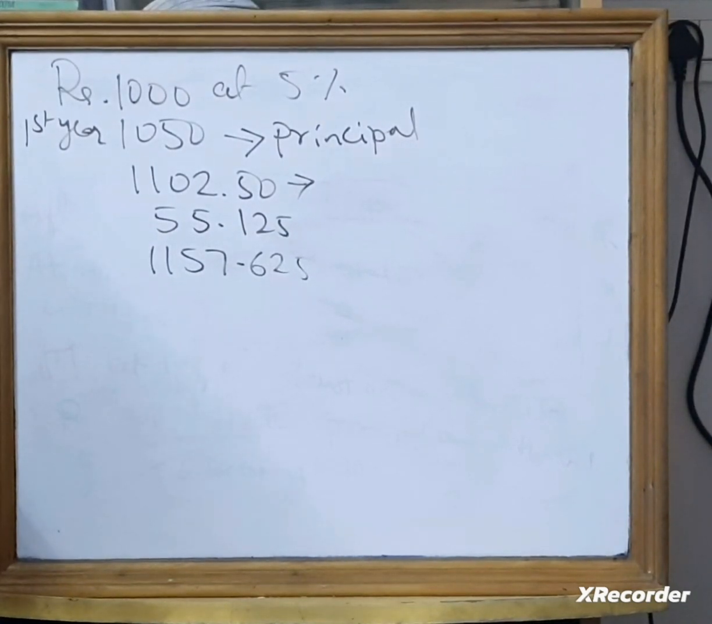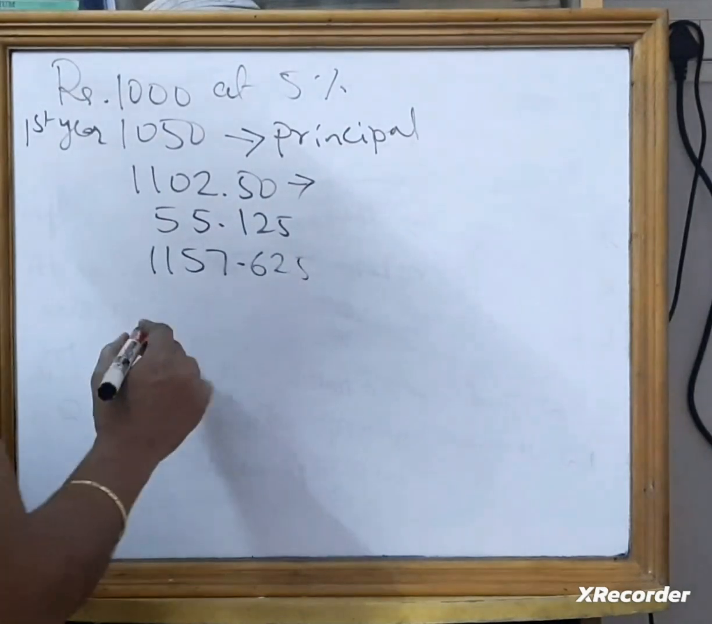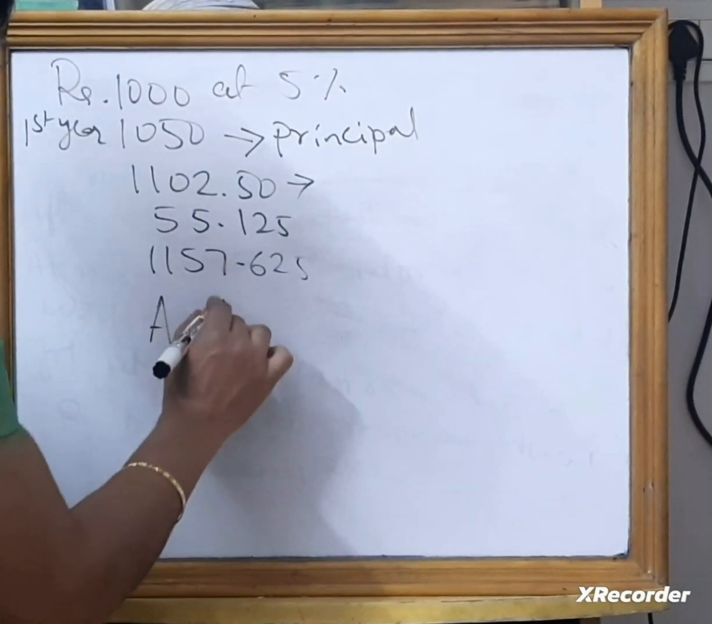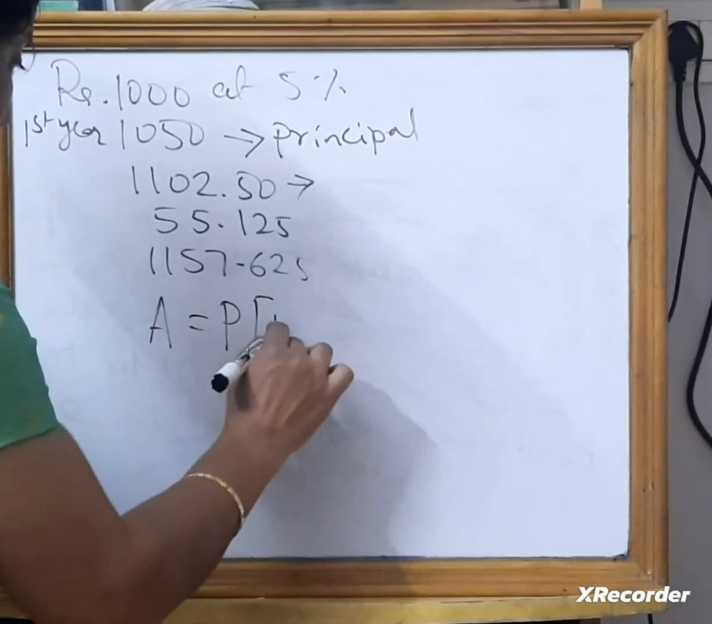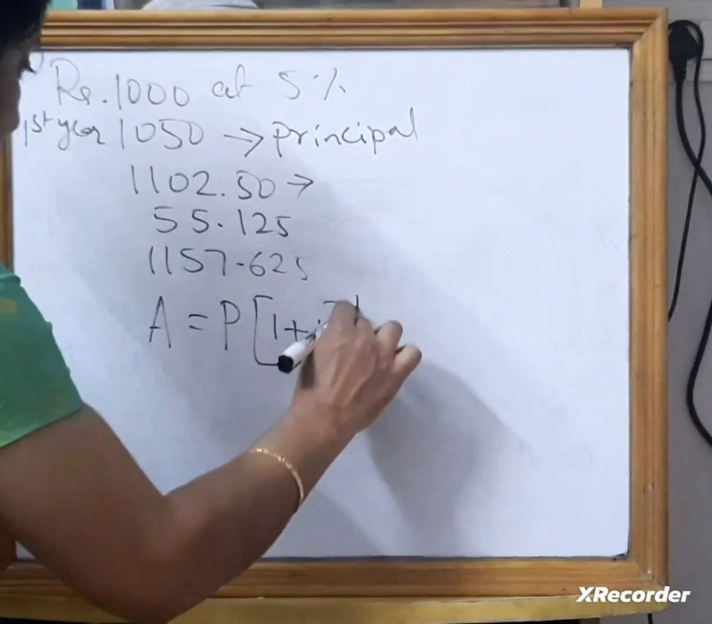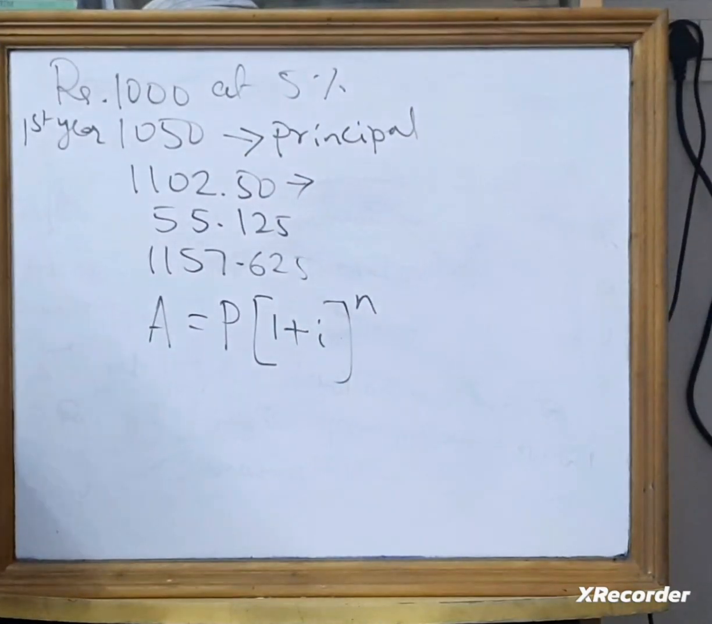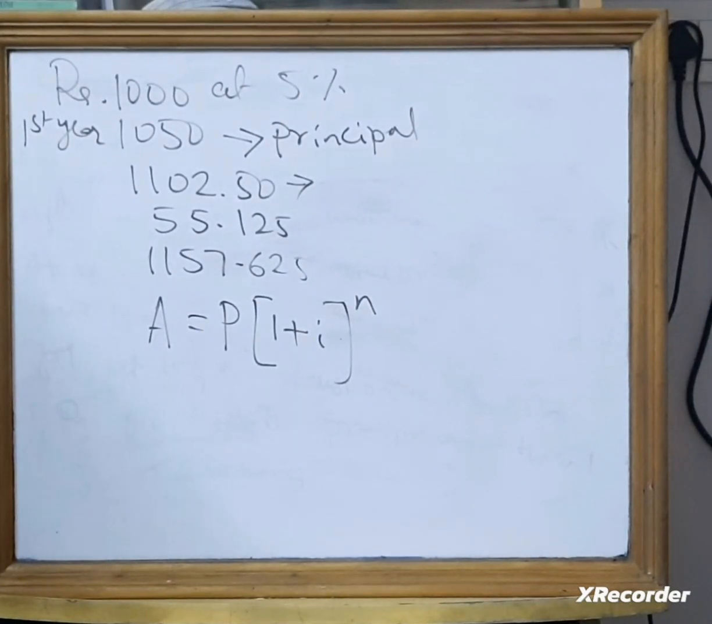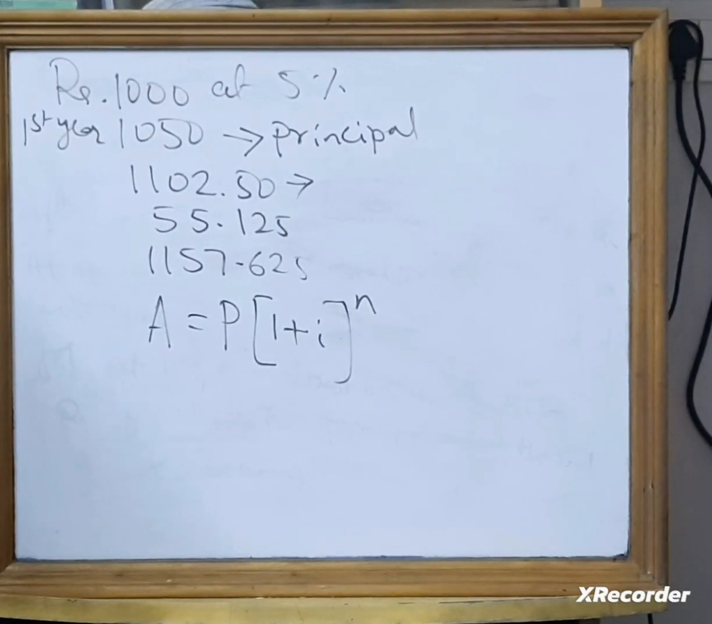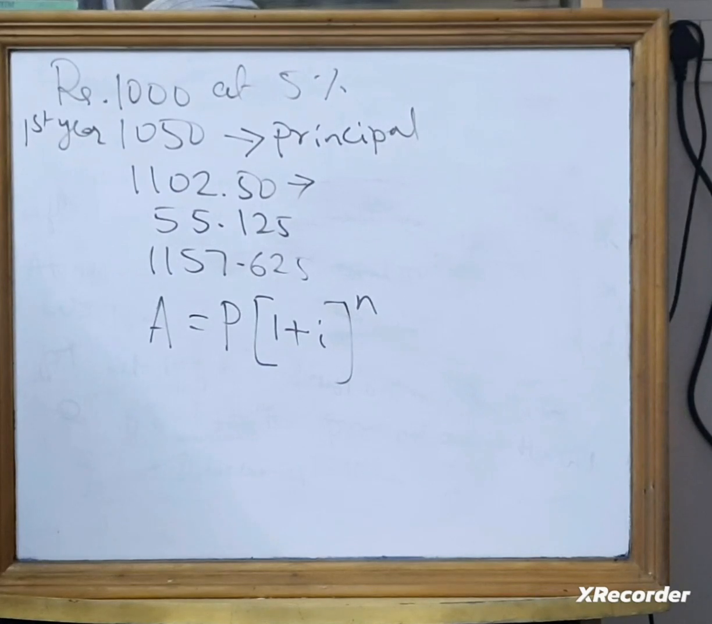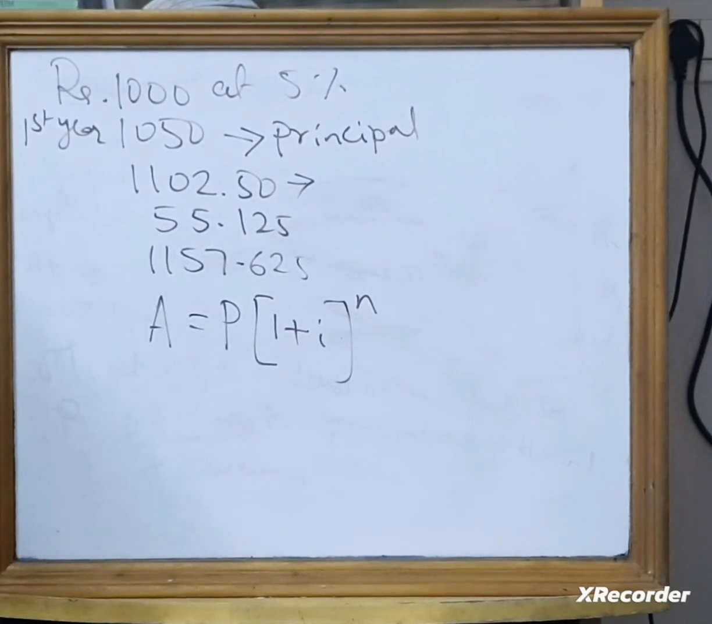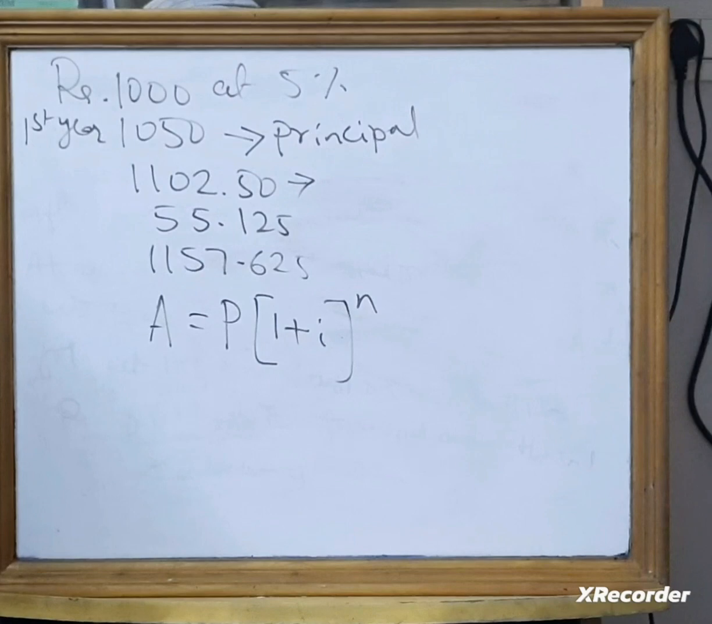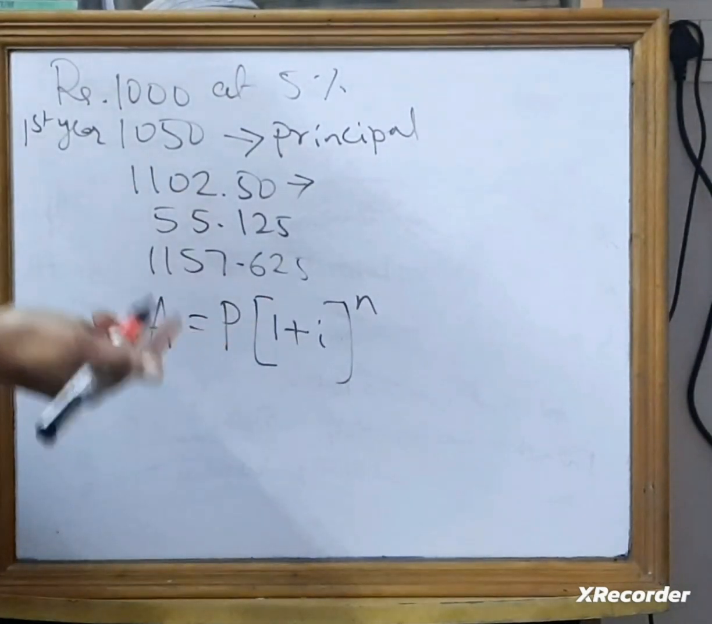The compounding of interest can also be calculated using the equation A is equal to P into (1 plus I) to the power n, where A is the future cash flow, that is the amount at the end of the period, P is the principal at the beginning of the period, I is the rate of interest and n is the number of years. So this, in simple words, is called as compounding.